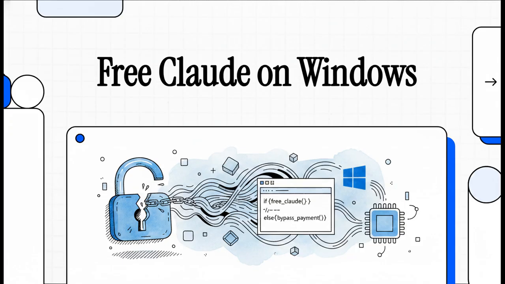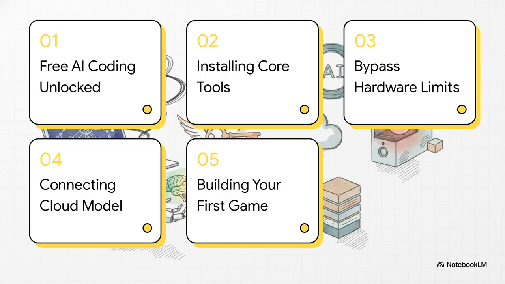I mean, if you've ever looked at the pricing tiers for top-tier AI coding assistants, you know they're almost always locked behind standard or max-tier paywalls. It's frustrating, right? But today, we're going to bypass those barriers entirely. We're going to walk through a remarkably clever workaround that lets you harness unlimited AI coding potential right on your local machine. Here is our roadmap for today.